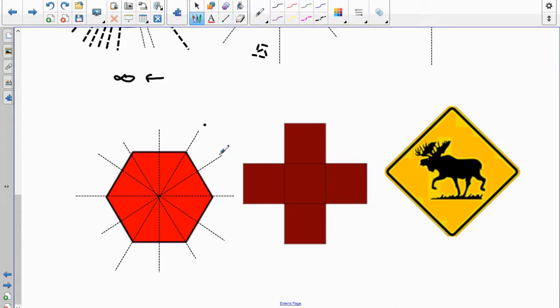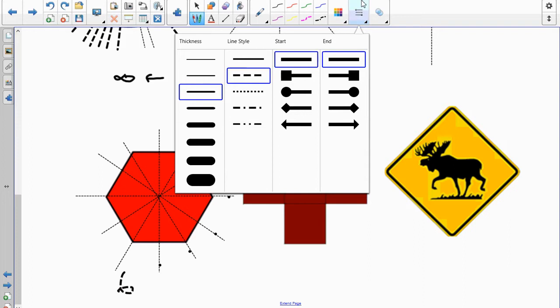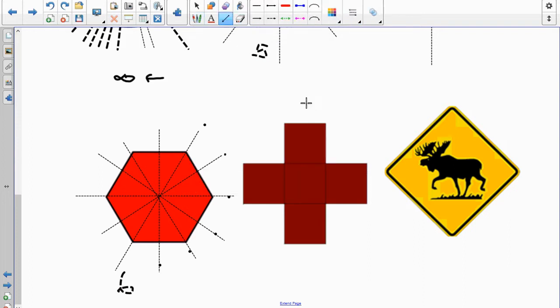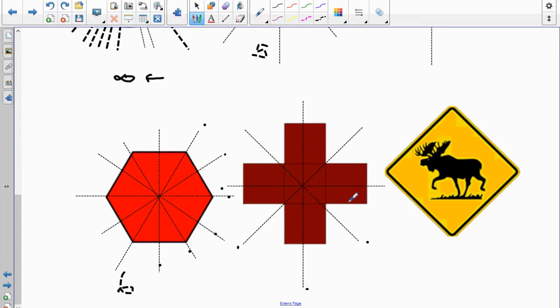So I've got 1, 2, 3, 4, 5, 6. Don't count this one because we already counted it there. So this one has 6 lines of symmetry. Now over here on this one, we've got one going up and down here. That's true. We've got one going that way. We also have one going this way and one going this way. So this one here has 4 lines of symmetry.